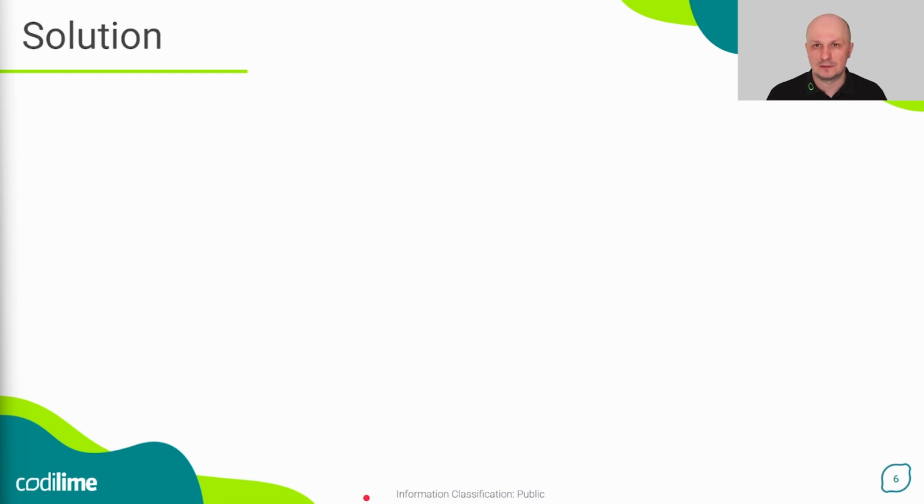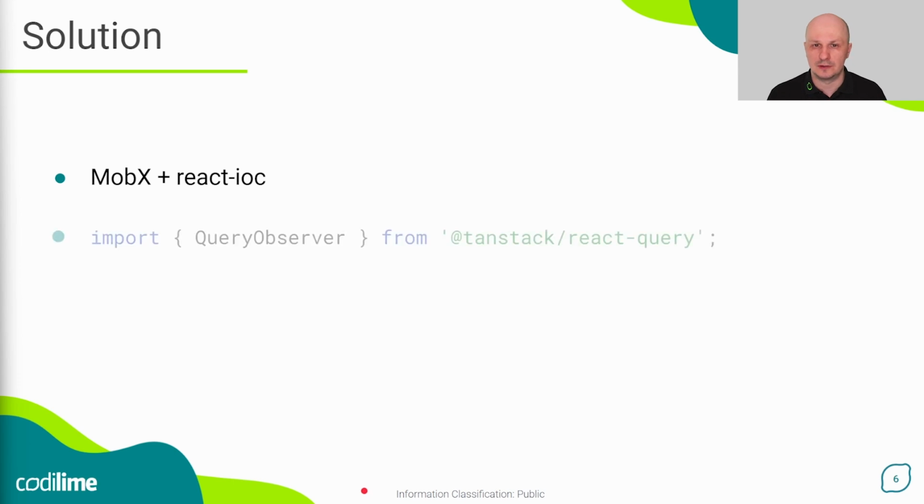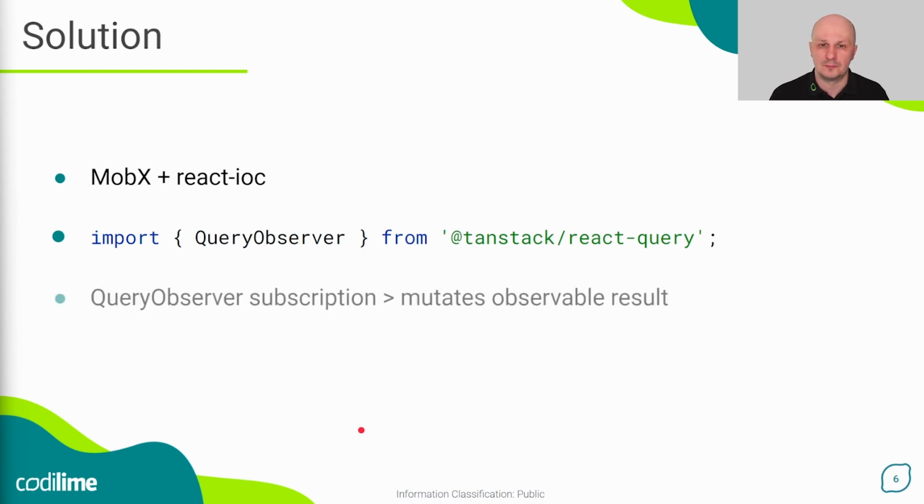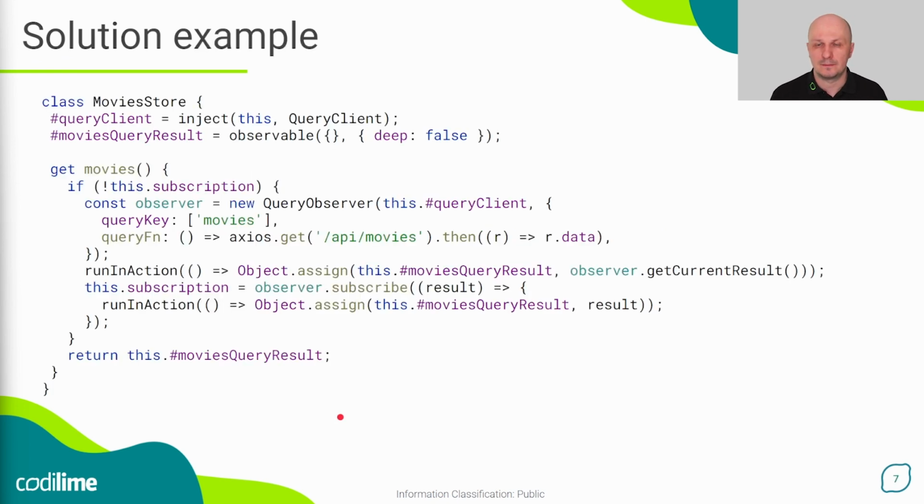I want to present a solution I found with MobX and React IoC, and I'm going to use QueryObserver, which is also exported from Tanstack React Query, which gives us the possibility to access the React Query cache without the useQuery hook. So I'm going to use a QueryObserver subscription to mutate MobX observable state. This is a trivial solution example. Let me explain this code step by step.